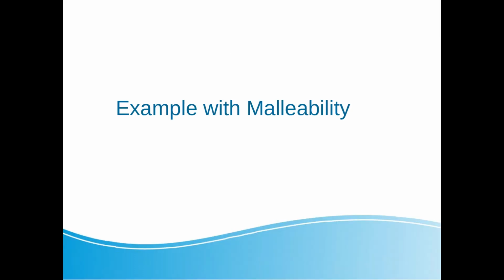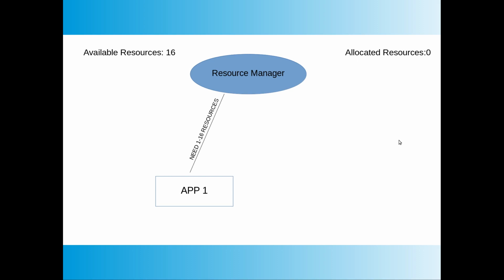Let me now show another example with the same applications, but now they are malleable, and the resource manager can exploit that by running a more complex policy that supports malleability. Now the application tells the resource manager the minimum and the maximum number of resources that it might need. Since now the application is malleable, it can run with any number of resources between the minimum and the maximum. So application 1 asks for 1 to 16 resources, and the resource manager can see that it has 16 available resources and gives them all to application 1.